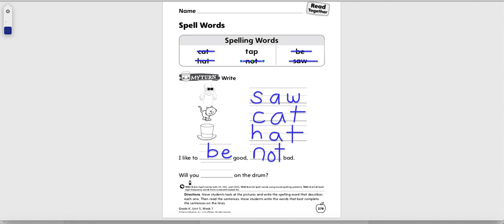Our last sentence. Will you tap on the drum? Good job.